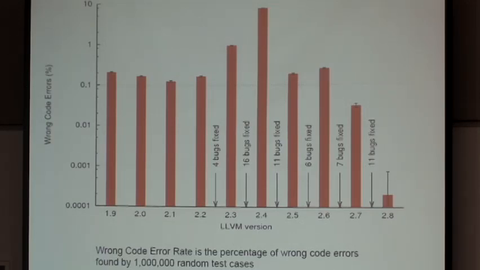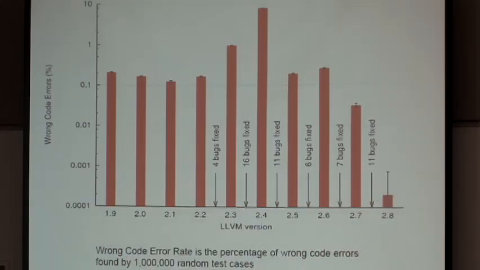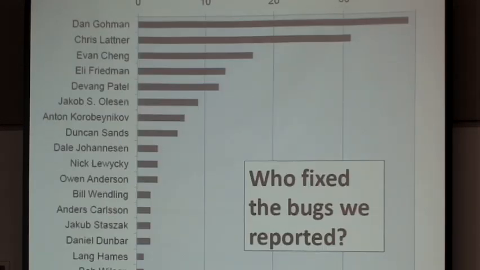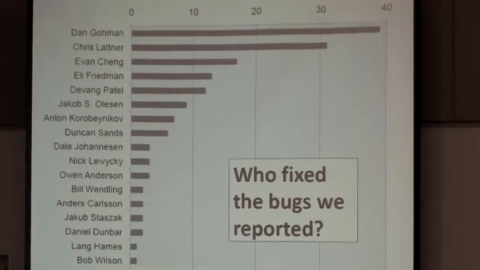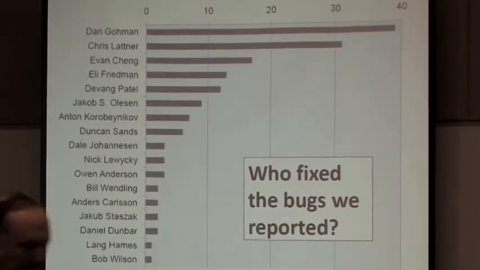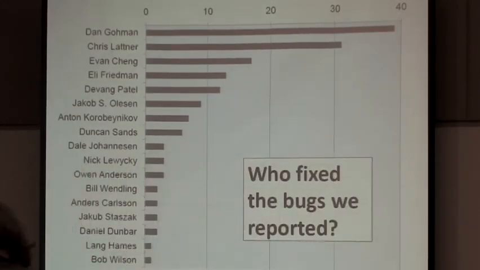So can we draw a conclusion that our random testing has made LLVM a better compiler? Well, we have seen correlations, but the causation relationship is not so obvious. But definitely, we have made our contribution to make the compiler better. Let's pay our respect to those people who have put in the effort to fix our bugs. Dan is clearly the champion, fixed 39 bugs, and Chris is the runner-up.